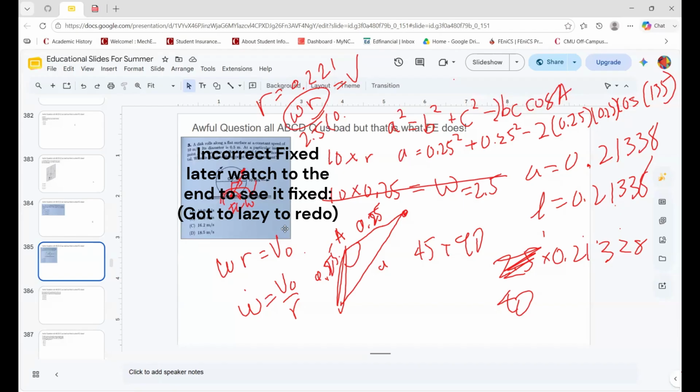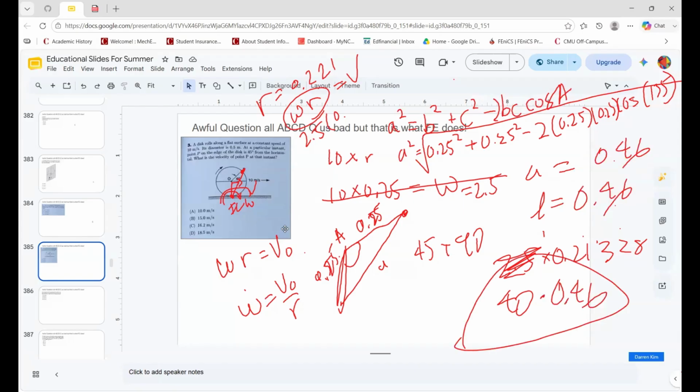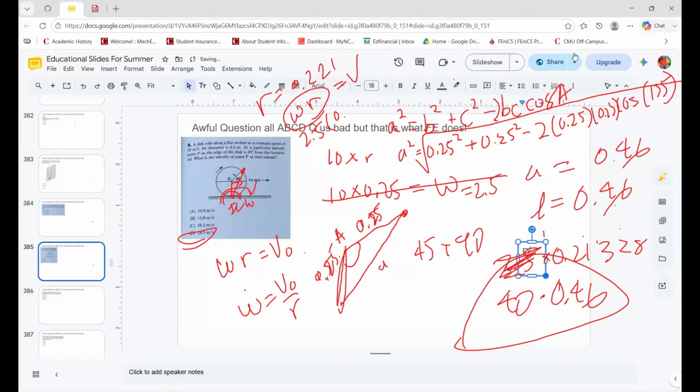Oh, I forgot to square root it. My apologies. Yeah, it's 0.4. There's a square on top here, so square rooting this equals 0.46. 0.46 multiplied by 40. Okay, that's 18.4, which is this, which is D. That's going to be a little embarrassing, but we got it through eventually.